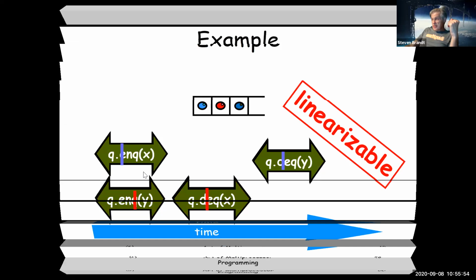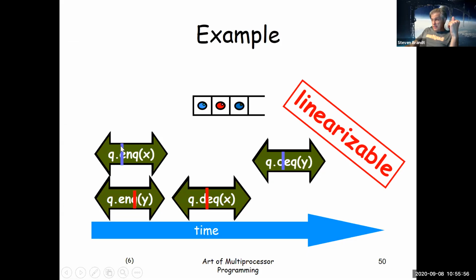We're going to choose these linearization points, and if we choose them like this, if we put this line here, and this line here for the blue thread, and this line here and this line here for the red thread, then it all makes sense because we enqueue the X, we enqueue the Y, we dequeue the X, then we dequeue the Y. Okay, and that's linearizable.